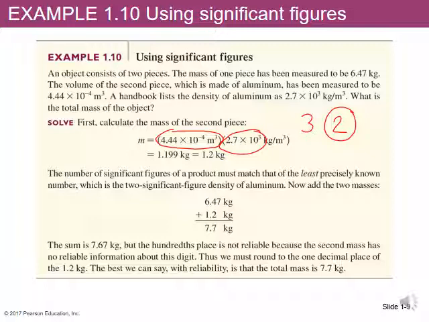Now, to find the total mass, we need to add that to the mass of the first piece. So now we're looking at adding two measurements and not multiplying them. Adding, we default to the lowest number of decimal places, not significant figures. So in this case, 6.47 plus 1.2, this has two decimal places, this has one. So our answer also needs to have one decimal place. Meaning that even though when we add these together we get 7.67, we need to round that off to 7.7 so that it has the same number of decimal places as the starting number with the fewest decimal places.